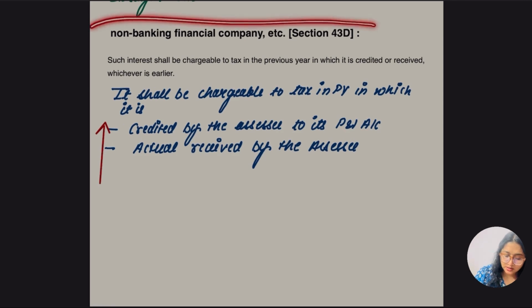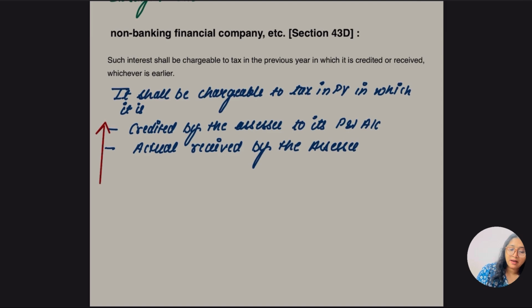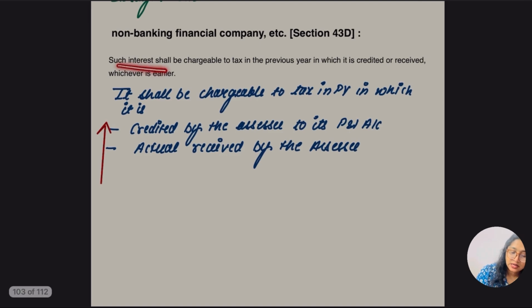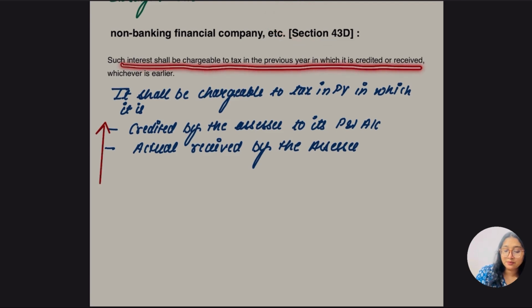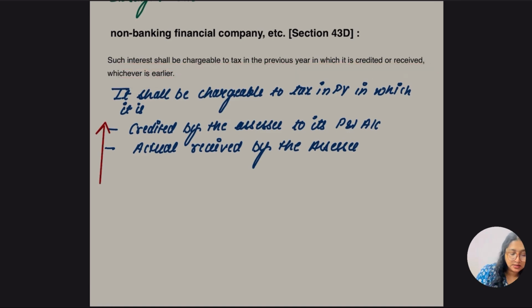So let's go for section 43D, which is for non-banking financial institutions. Here such interest, by whom? We are talking about the interest of the NBFC here. For section 43D, such interest shall be chargeable to tax in the previous year in which it is credited or received, whichever is earlier. Which is earlier, by what means are they saying?